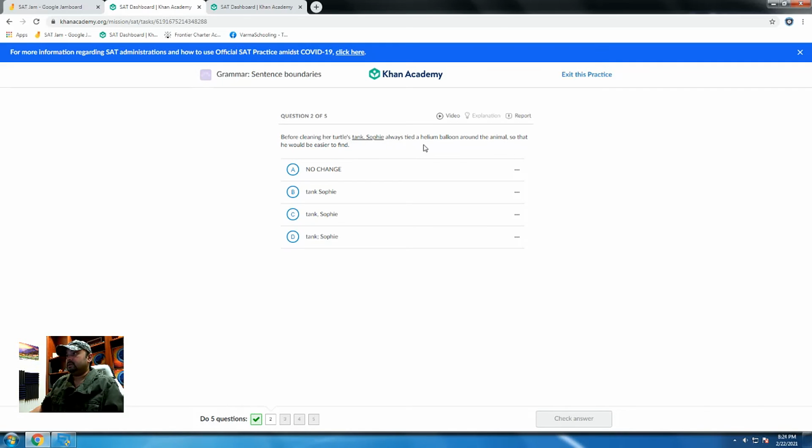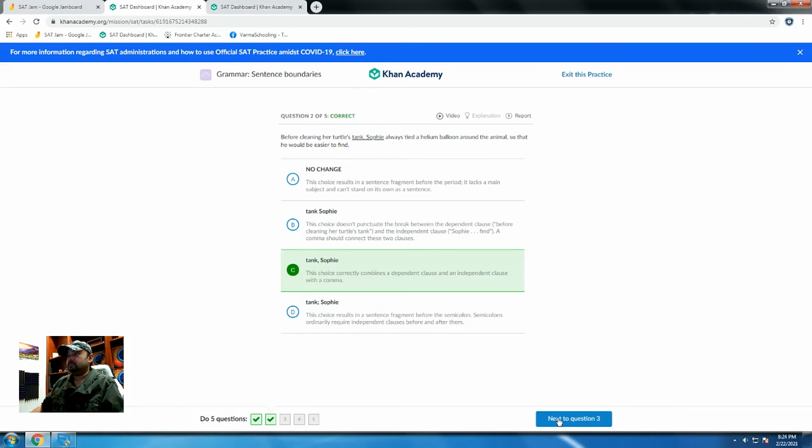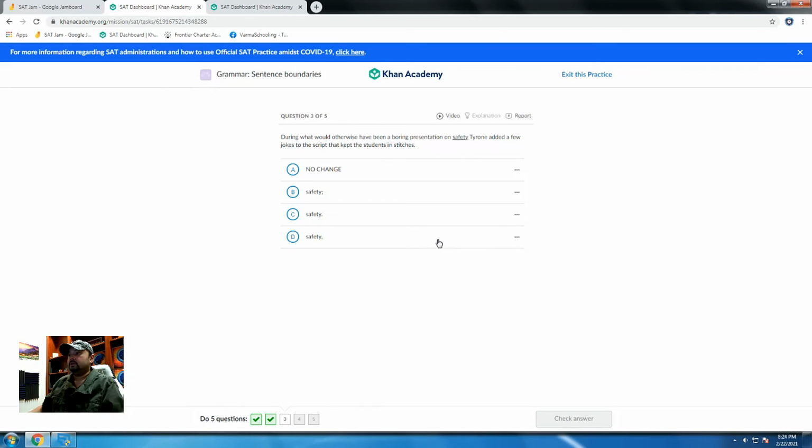Sophie always tied a helium balloon around the animal so that he would be easier to find. That's a fairly simple one. Incomplete, and then finisher. Dependent, independent clause. Combines it together with a comma. Should be good. Alright, fingers crossed. Can we do 100% all the way through?